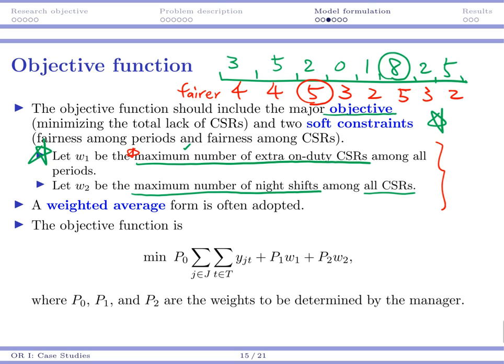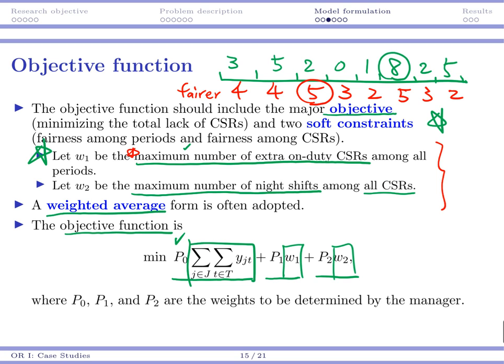So once we have all these definitions, we take some kind of weighted average. The objective function in our program is that we want to minimize the weighted sum of these three indicators. So the first thing here, the sum of Y_JT, is the total shortage. Later you will see how this may be calculated. And the second, W1 and W2, as we mentioned, are the indicators for fairness 1 and fairness 2. Later, you will also see how we may use some constraints to calculate W1 and W2. And then P0, P1, and P2 are the weights to be determined by the managers.